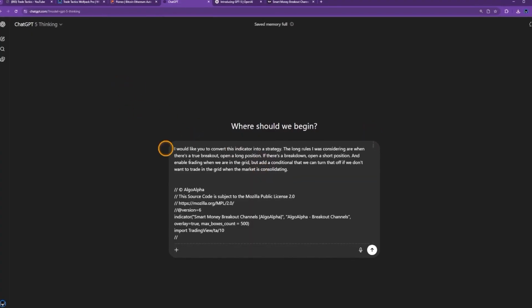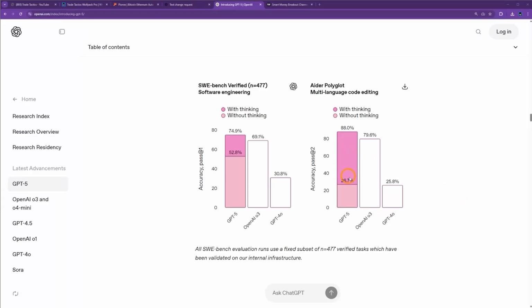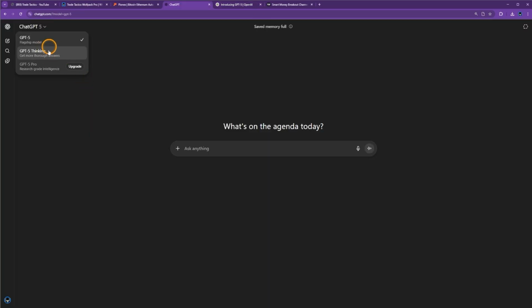And that's it. So I have ChatGPT 5 thinking mode activated. Also be aware of how much better ChatGPT 5 is with thinking mode on. This is the graph on the right here. 26.7% is almost as good as just ChatGPT 4.0. And with thinking mode, it comes up to 88%. So it's far better with that thinking mode. So be sure that you have that enabled in your ChatGPT session. Just make sure that that checkbox is linked up.